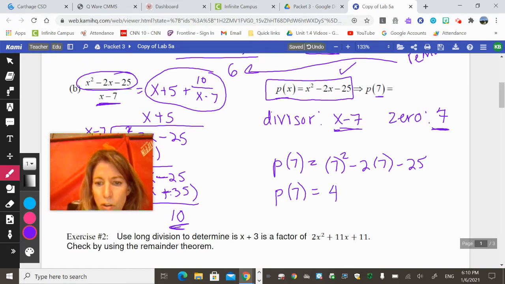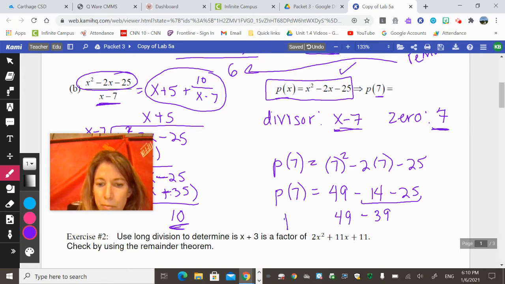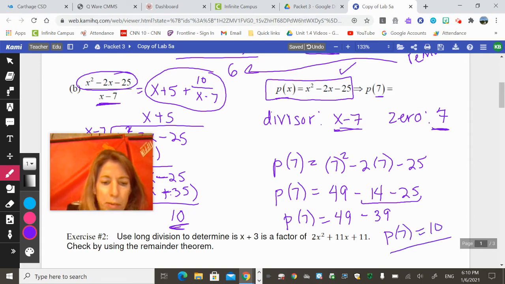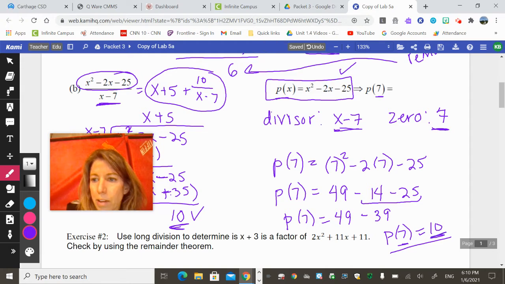Okay, so this is 49 minus 14 minus 25, and I can put my two negatives together, that's negative 39, and 49 minus 39 is 10. So I'll just carry this down. All right, so it's a check for my long division. So when I substitute the 0 of the divisor, the output is the remainder of the division problem.